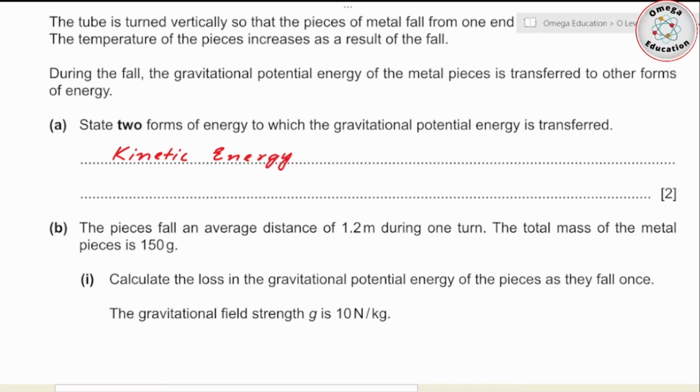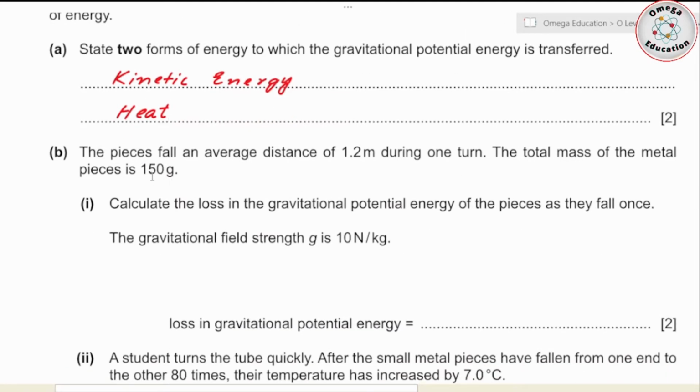So as the particles move from one place to another, there is a motion, and whenever there is a motion, there is kinetic energy. So kinetic energy and sound or heat energy. So that was for the first one.